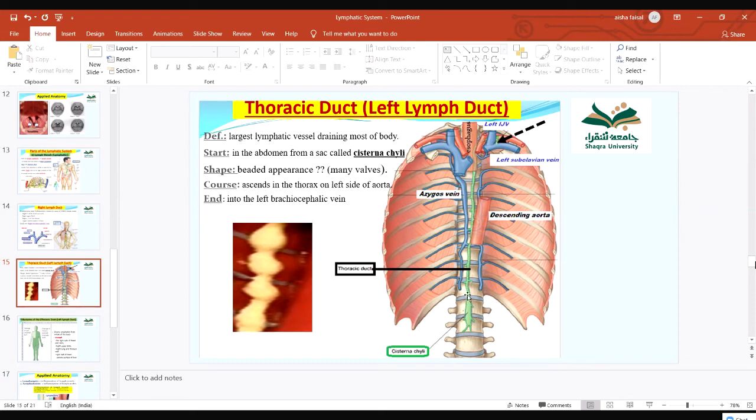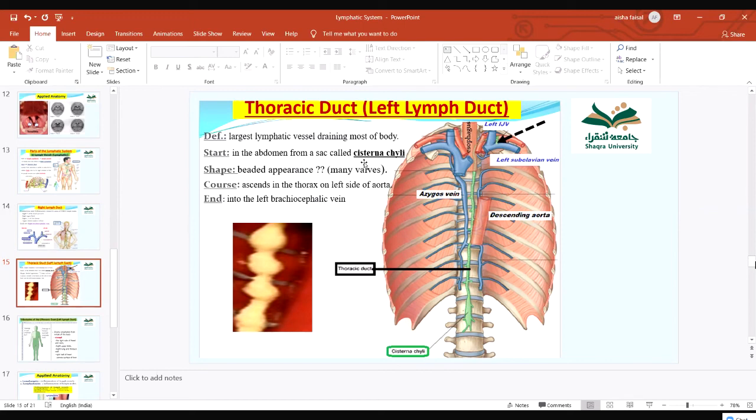The upper end of the cisterna chyli becomes a duct and continues. It will pierce the diaphragm, enter your thoracic cavity, then reach your neck, and ultimately turn to the left side and open at the junction of the left internal jugular and left subclavian vein. So this is your thoracic duct. It carries the lymph from all parts of the body except the right upper limb, the right half of the thorax, the right half of the neck, and the right half of the face.